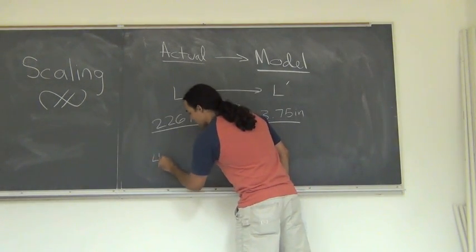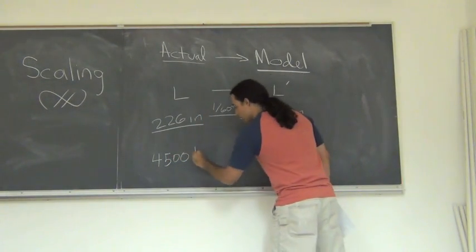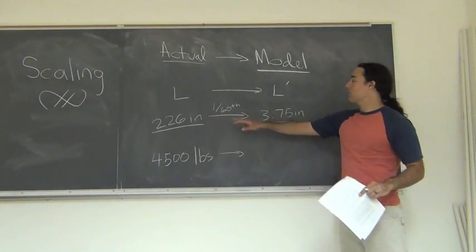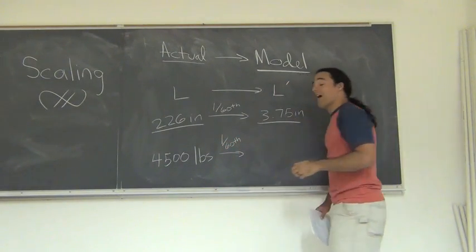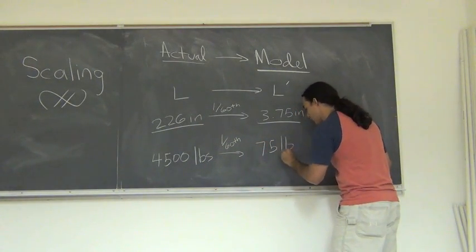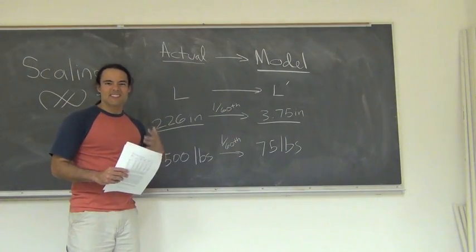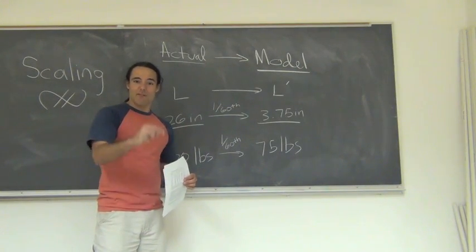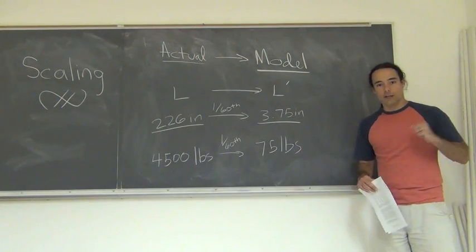So now I want to do the same thing with the weight. So I can say, all right, the weight of the actual Batmobile is 4,500 pounds. Okay, well, let's just do the same thing. Let's see what happens. 1/60th of 4,500 pounds is 75 pounds. This is my Batmobile. It is not 75 pounds. My model Batmobile is not 75 pounds. Where did I go wrong here?